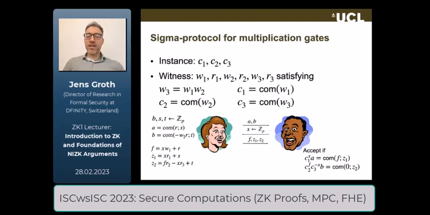For the sake of time, I'm going to skip the intuition behind the construction here, but just point out that it's a fairly simple scheme, right? It sends 2 group elements and 4 field elements and gets the verifier to accept that indeed this product is satisfied.